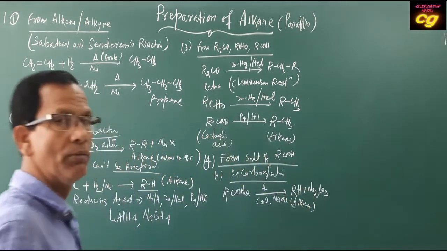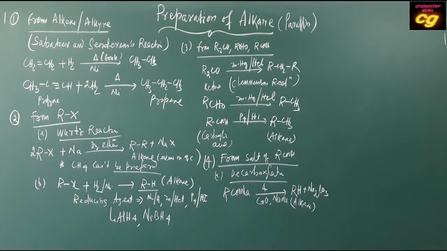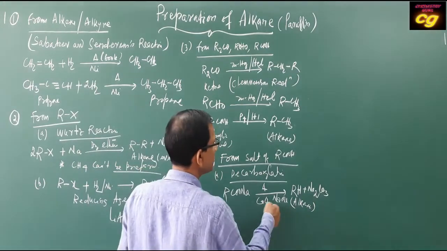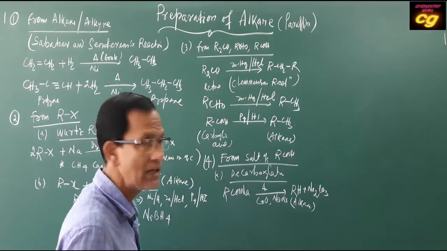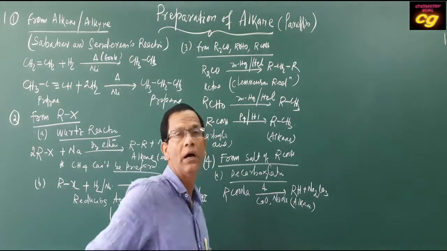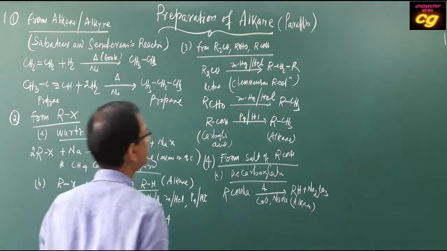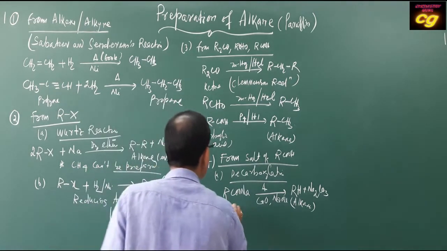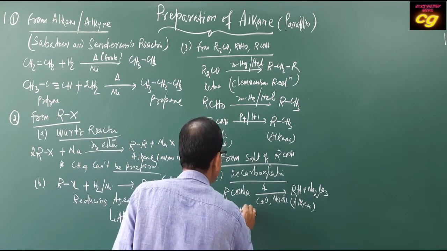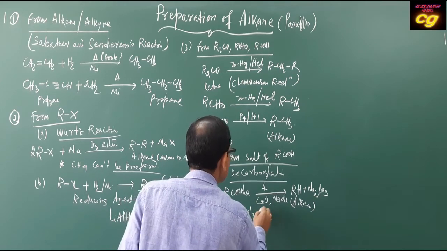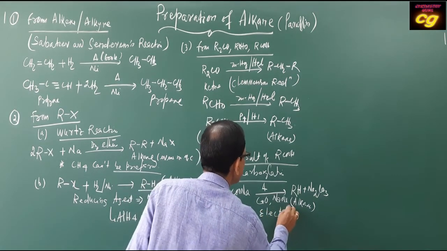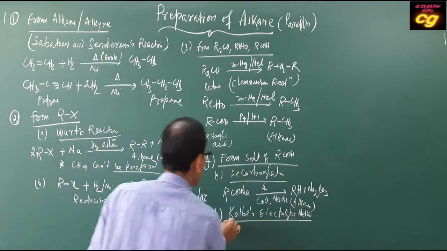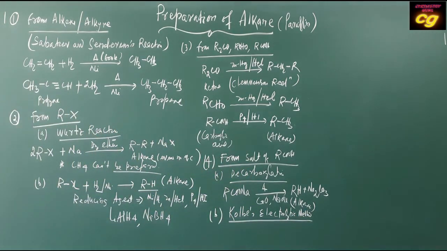This is the alkane. You have to remember, when the sodium salt of an acid undergoes decarboxylation in presence of soda lime, calcium oxide and sodium hydroxide, on heating it produces alkane. Okay. Then the second method is also very important, that is Kolbe's electrolytic method.